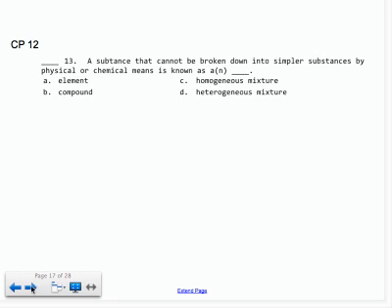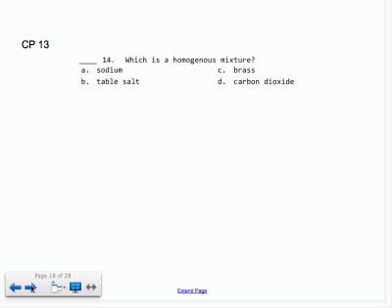A substance that cannot be broken down into simpler substances by either physical or chemical means is known as an element. Okay, compounds can be separated chemically. Mixtures, either homogeneous or heterogeneous, can be separated physically, but an element cannot be separated into simpler substances by either chemical or physical means. Which of the following is a homogeneous mixture?